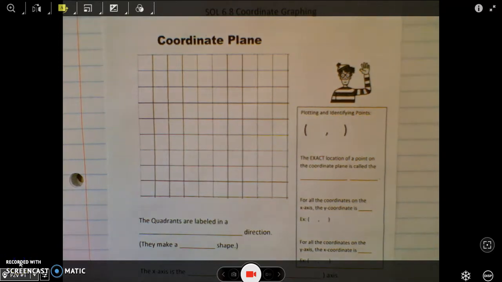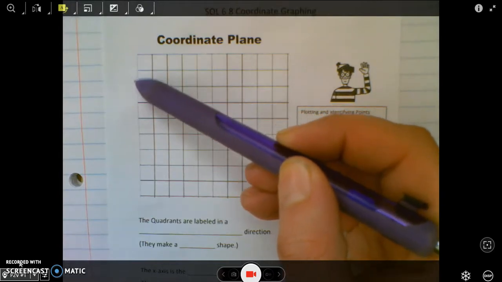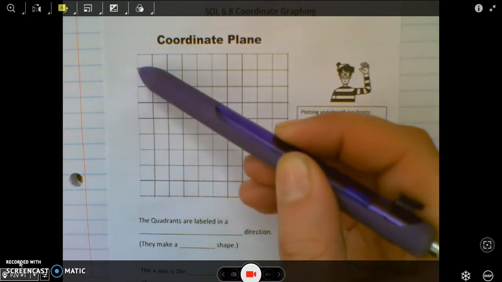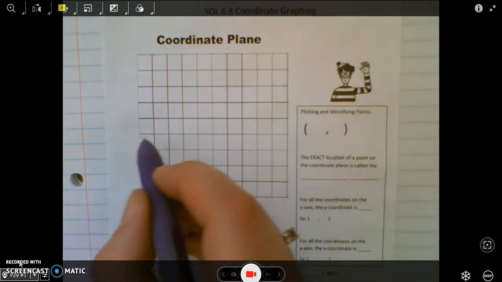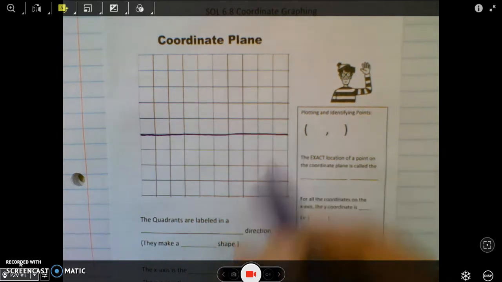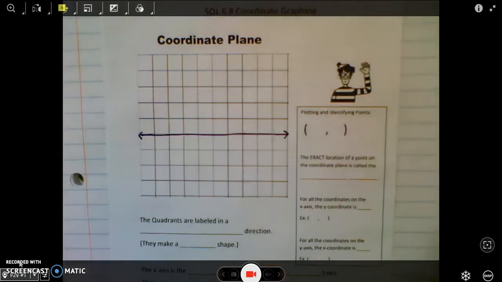All right, so we're going to start with what looks like this grid paper right here. That is your coordinate plane. Now, what I want you to do is count down from the top and count 1, 2, 3, 4, 5 lines. 1, 2, 3, 4, 5 lines. And draw a line across like that. And you're going to draw arrows on either end of that line.